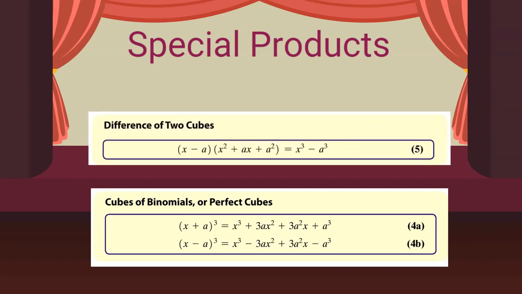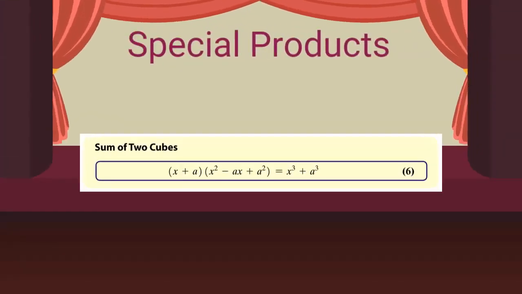Another pattern we have here is the difference of two cubes. So if I have x cubed minus a cubed, this is what it's going to factor and look like. And lastly, we have the sum of two cubes. So just like in the difference of two perfect cubes, this is what the sum of two cubes will look like.